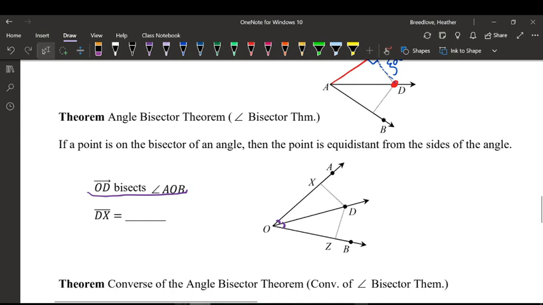And to find that equidistance, you want the dashed line, the one that you'd be drawing, to be perpendicular to the sides of the angle. And that distance is going to be the same. So here, if this is at 90 degrees, and this is at 90 degrees, then this matches this. So DX is going to be congruent to DB, or DZ, segment DZ.